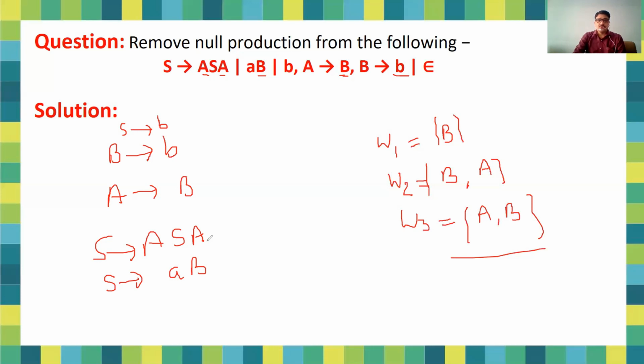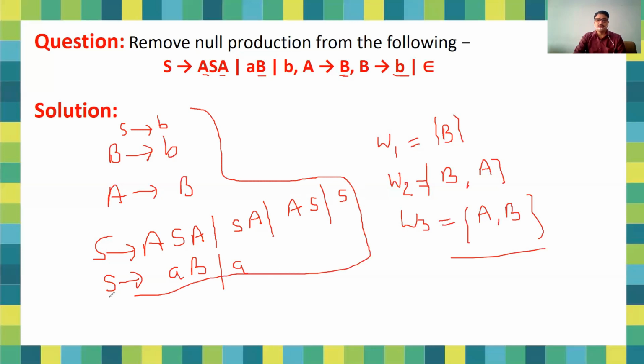Clear? So in this case, if you apply null in place of this A, then you can find here SA. If you apply null in place of this, then you can find AS. Clear? If you place null in both places of A, because A is the nullable variable, then you can find only S. In a similar way, B is the nullable variable, so if you apply null in this place of B, then you can find only A. So now all these are the final production rules after elimination of null production.